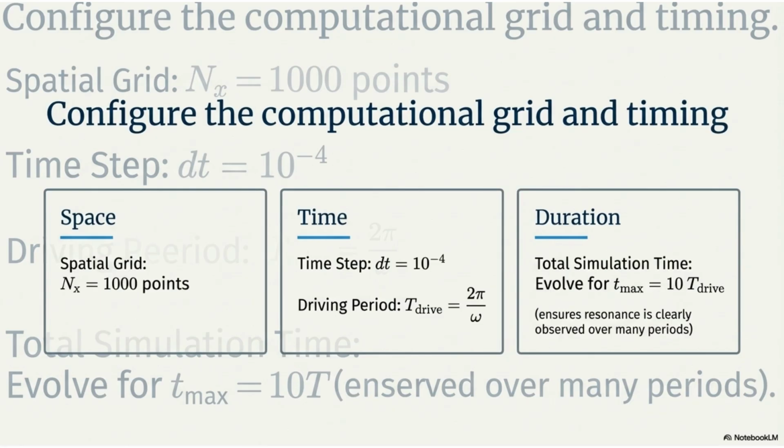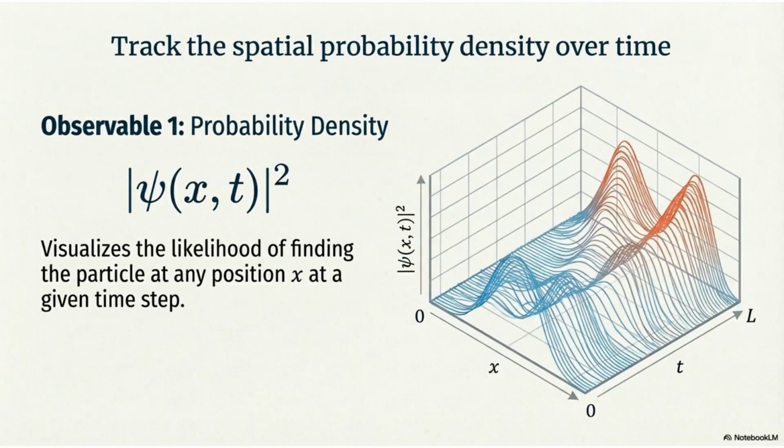The computational grid and timing are configured with a spatial grid of 1,000 points, a time step of 10 to the power of -4, and a total simulation time of 10 driving periods. Our first observable is the spatial probability density, which visualizes the likelihood of finding the particle at any position x at a given time step.